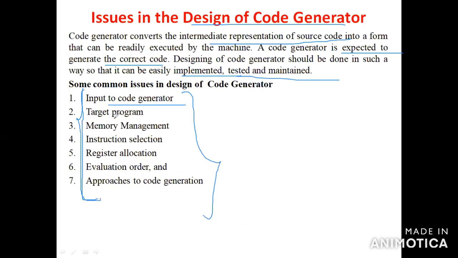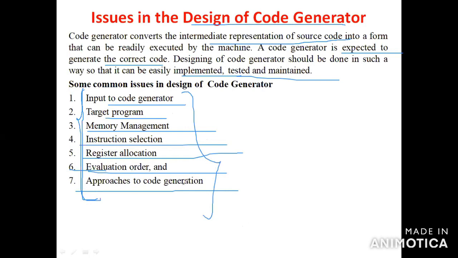Input to the code generator, target program, memory management, instruction selection, register allocation, evaluation order, and approaches to code generation. So we have some common issues. Listing the issues in the design of the code generator is a Part A question, so you have to list out all the 7 issues.